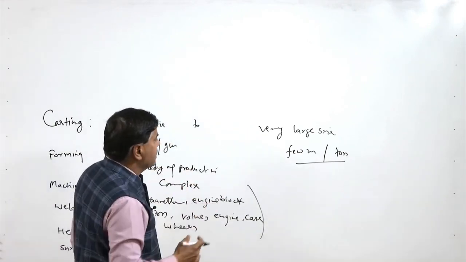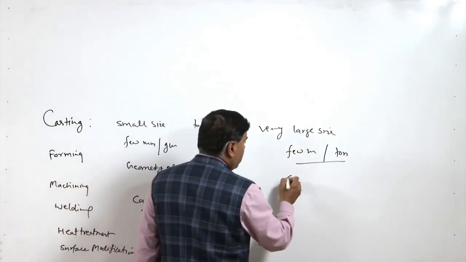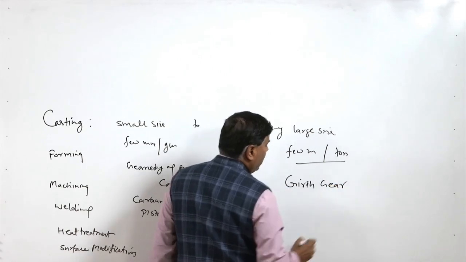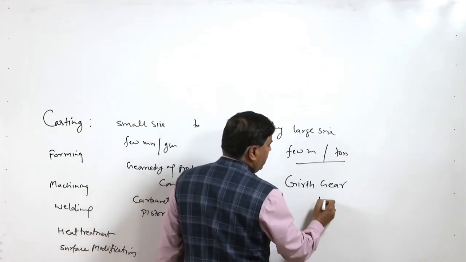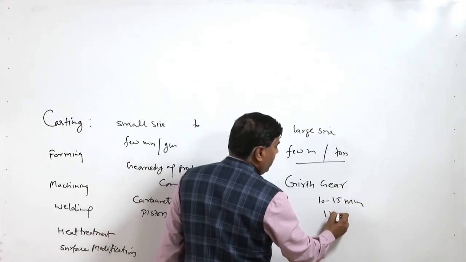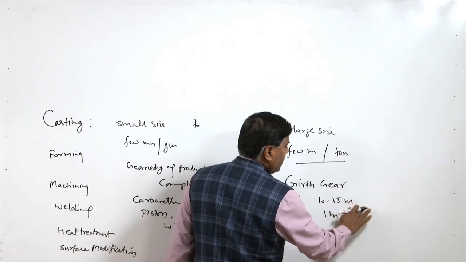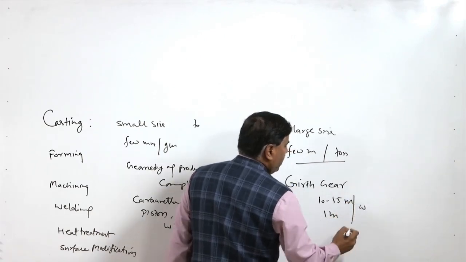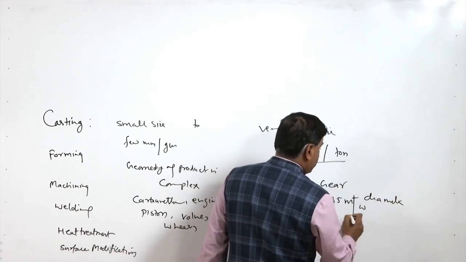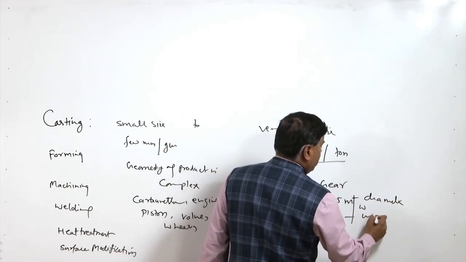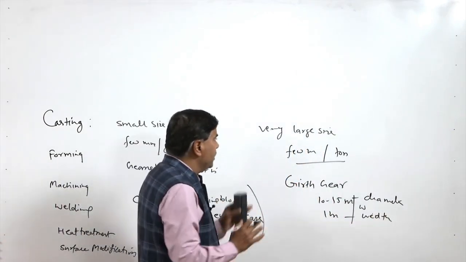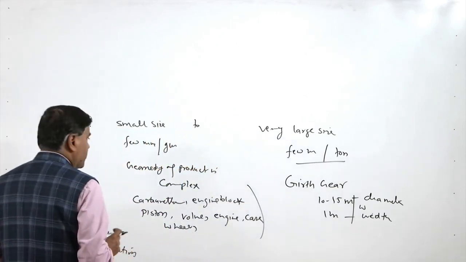Among the large size components, girth gear is a typical example, where the size is very large, say 10 to 15 meter in diameter and 1 meter in width. So, this is the diameter and this is the width of the girth gear. So, very large size gears are made using the casting process.